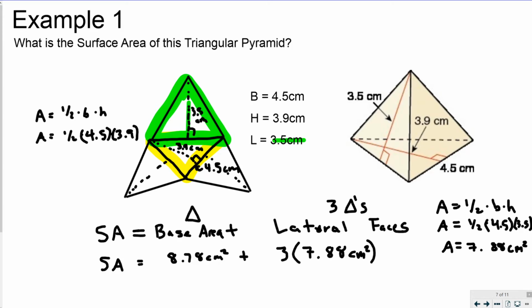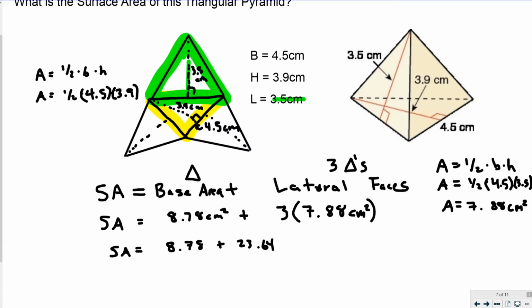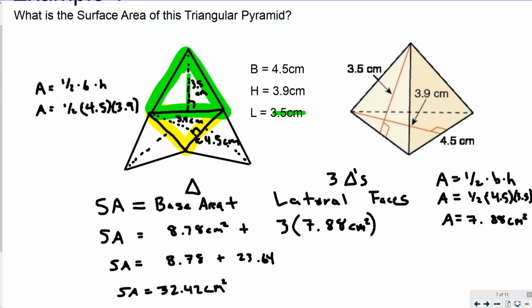And I get that the surface area of this triangular pyramid is equal to 8.78 plus 23.64. Then I'm going to add those together. So 8.78 plus 23.64 is going to be 32.42 centimeters squared. So the total surface area of the pyramid is 32.42 centimeters squared.